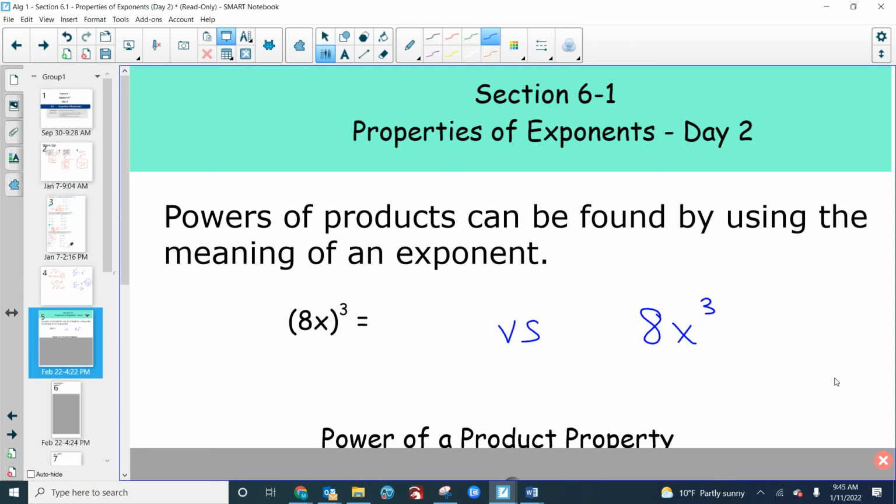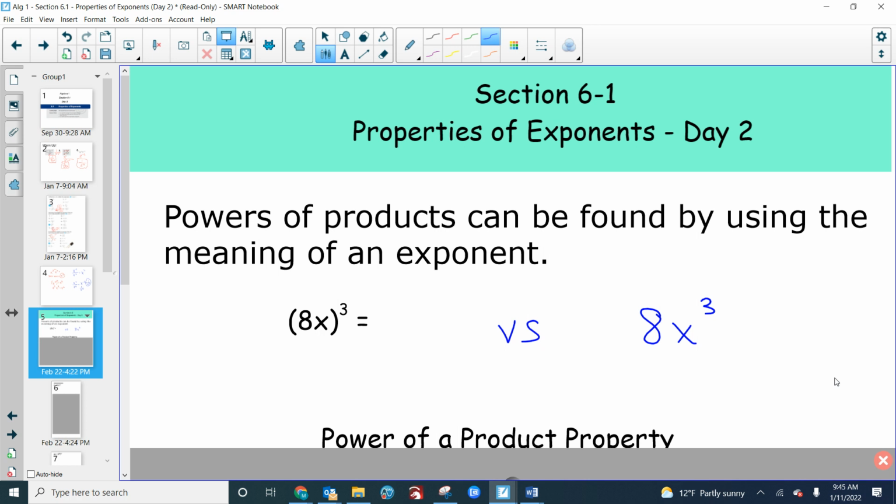All right. Is 8 being raised to the third power, x being raised to the third power, or the product of 8 and x being raised to the third power? Who votes just 8? Who votes just x? Who votes the product of them?